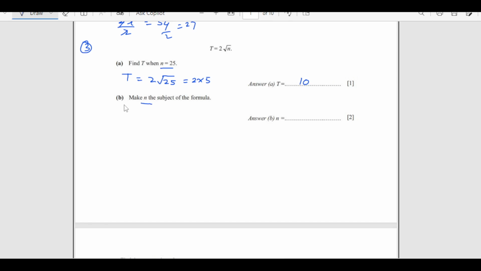Now make n the subject of the formula. So t is 2 square root n. We are looking for n as the subject, but as you know, we have here n inside the square root. To remove this, first I will divide both sides by 2. We get it like this. Now to remove the square root, we have to square both sides. Then the square root and the square get cancelled. So n is equal to t squared over 4. So n is t squared divided by 4.